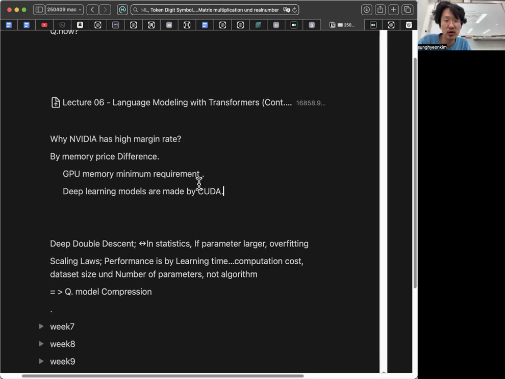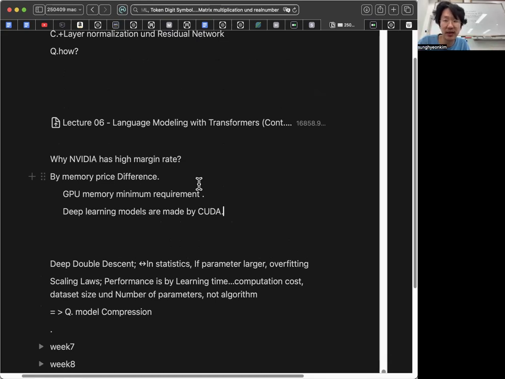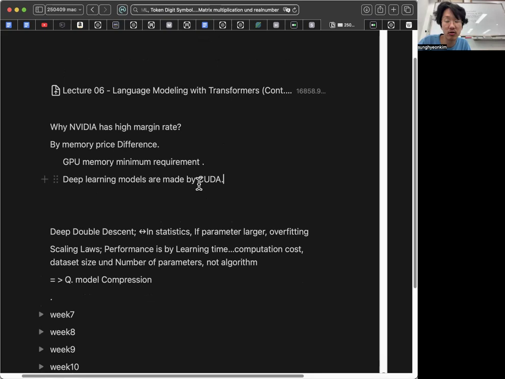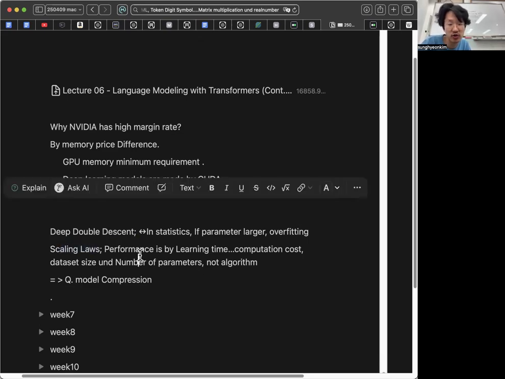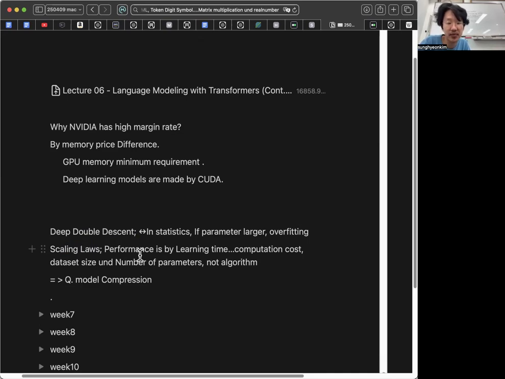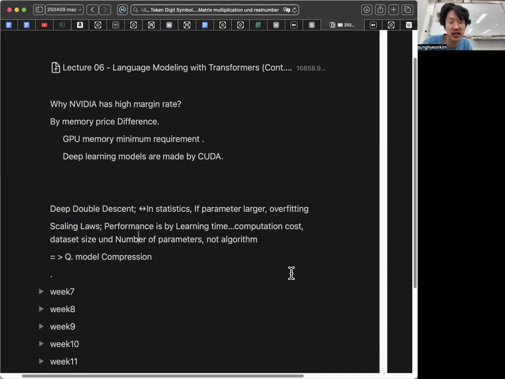And so what GPT is basically doing is using big parameters. There is a theoretical background in the paper on deep double descent. In statistics, people say that if the parameter count is larger, there should be overfitting. But deep double descent and scaling laws show performance: the learning time, dataset size, and number of parameters are best for minimizing the cost, not the algorithm. So these days, model compression is also becoming important together.